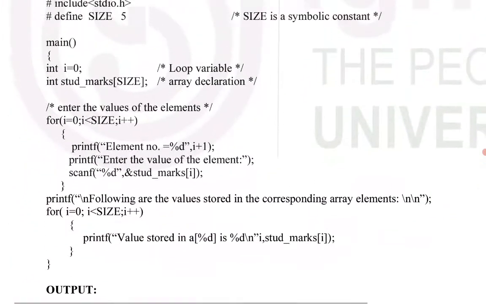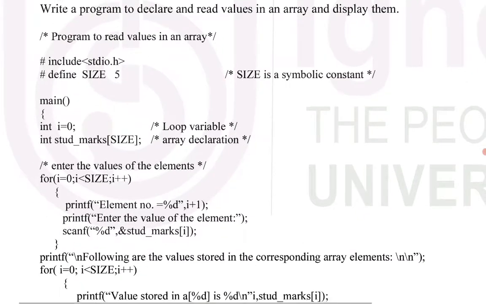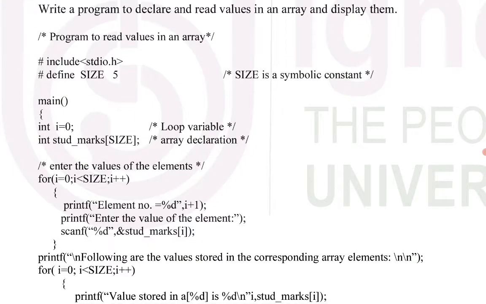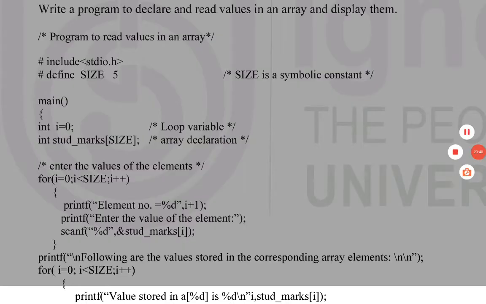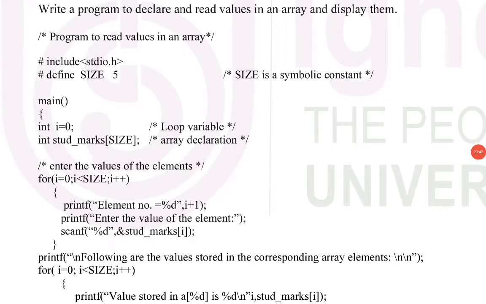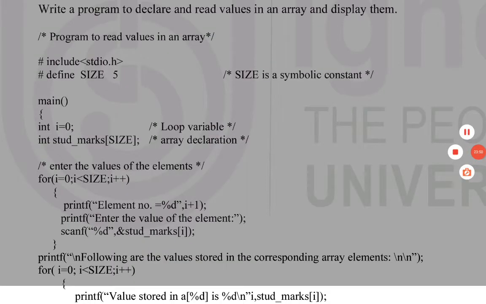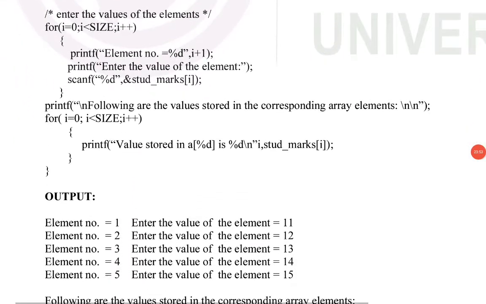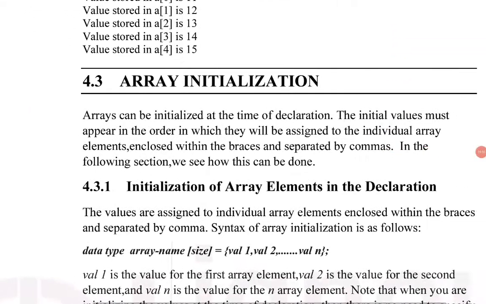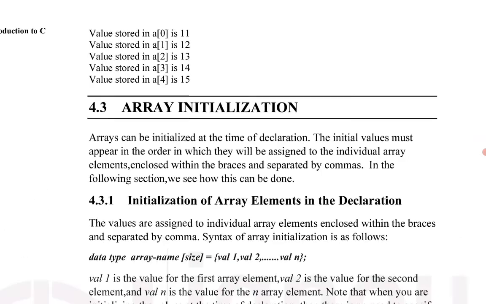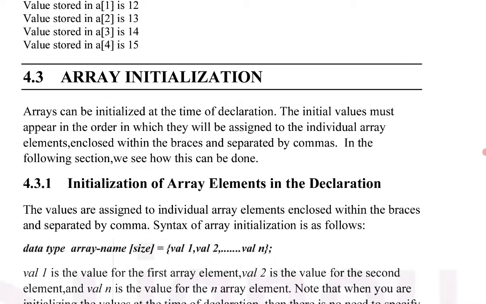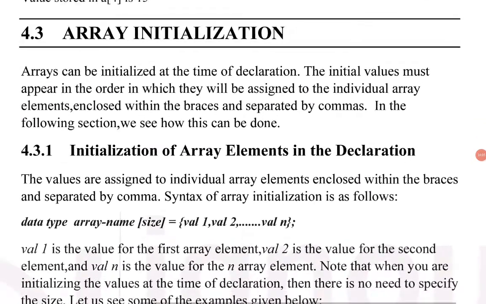This is a simple example of writing a C program using one dimensional arrays. Basically, arrays are of two types: one dimensional or single dimensional arrays, and two dimensional or multi-dimensional arrays. Next, array initialization: how are arrays initialized?